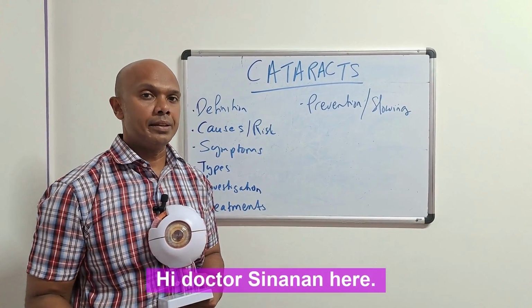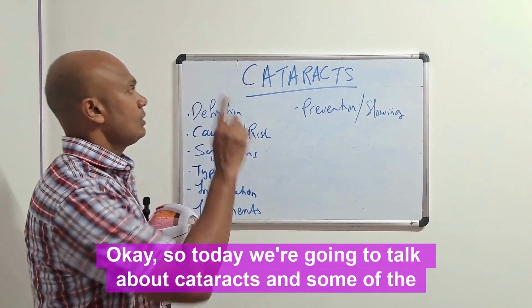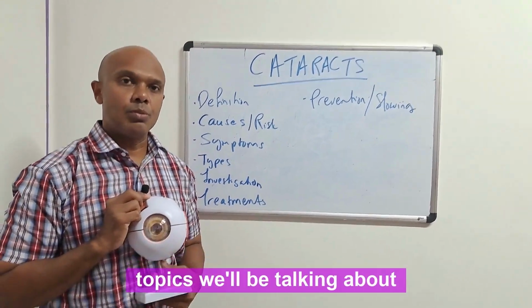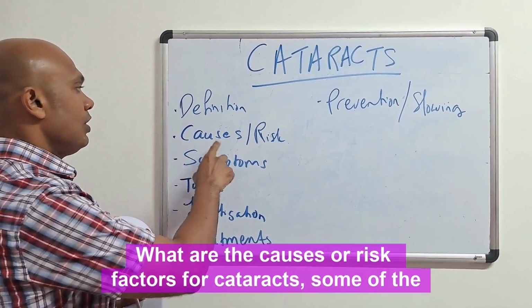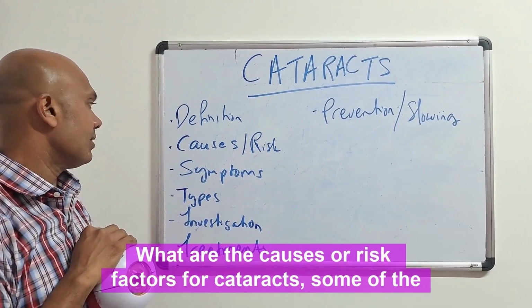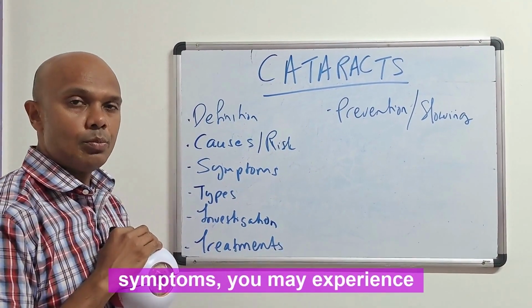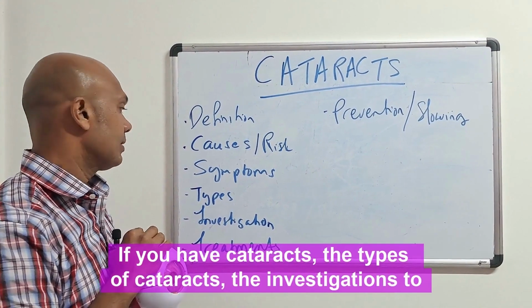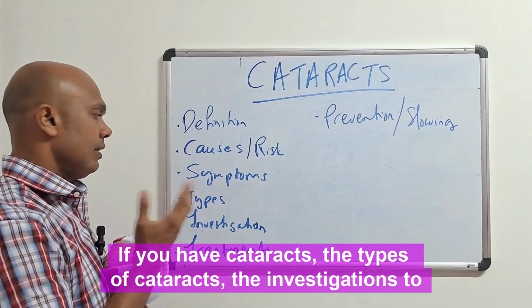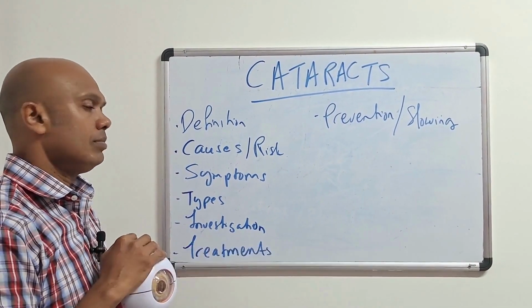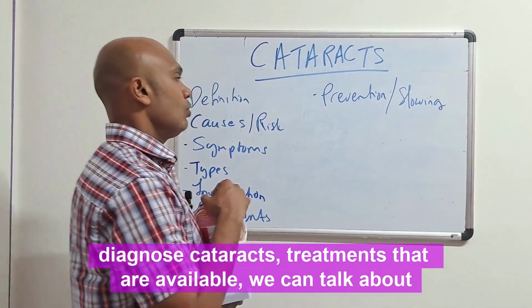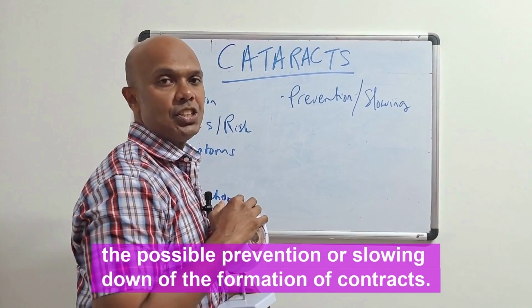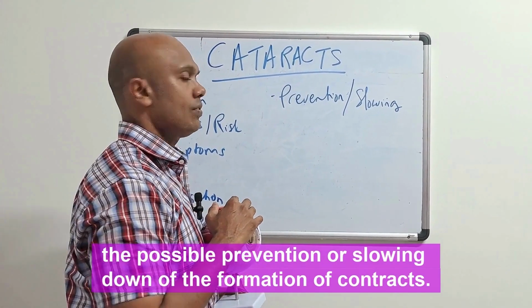Hi, Dr. Sidanan here. Okay, so today we're going to talk about cataracts, and some of the topics we'll be talking about here will be the definition of a cataract, what are the causes or risk factors for cataracts, some of the symptoms you may experience if you have cataracts, the types of cataracts, the investigations to diagnose cataracts, treatments that are available, and we can talk about the possible prevention or slowing down of the formation of cataracts.